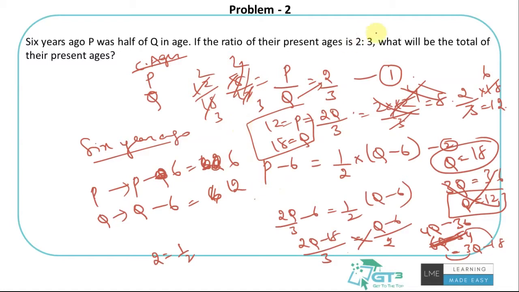So what will be the total of the present ages? P plus Q would be 12 plus 18, which is 30. Right? That is the answer for this.